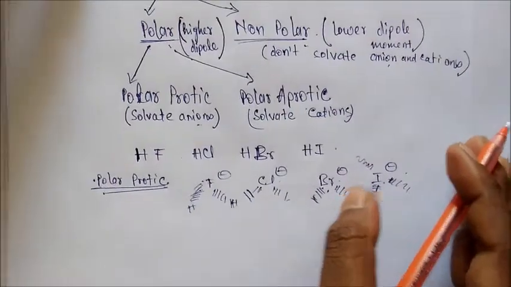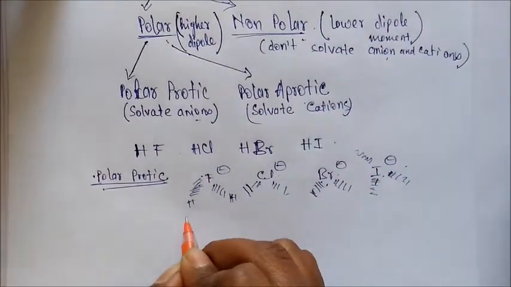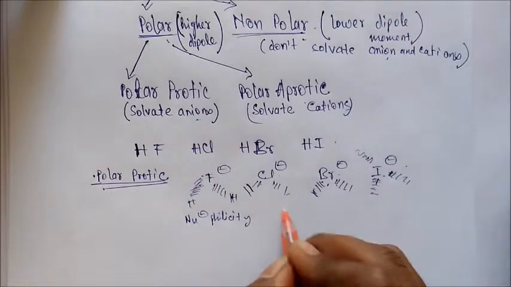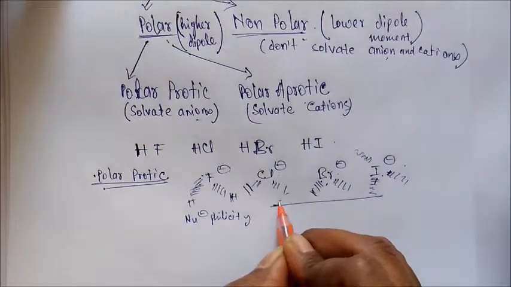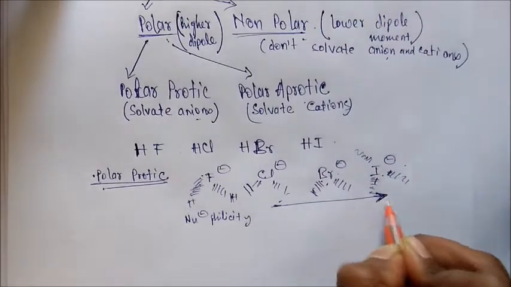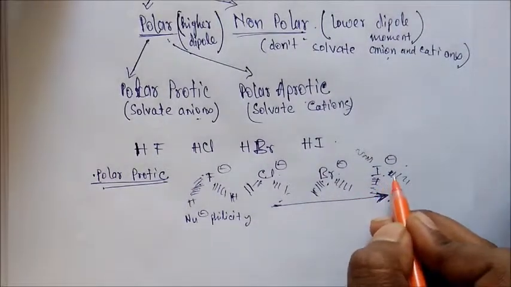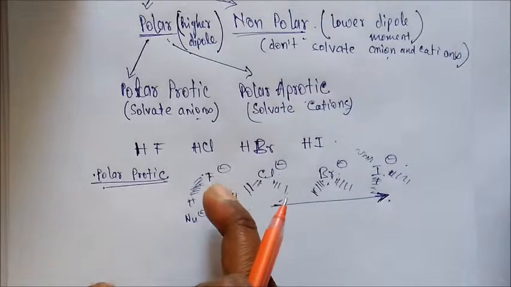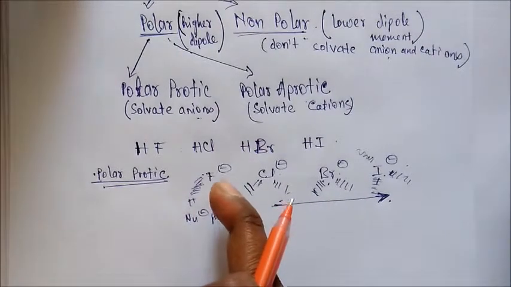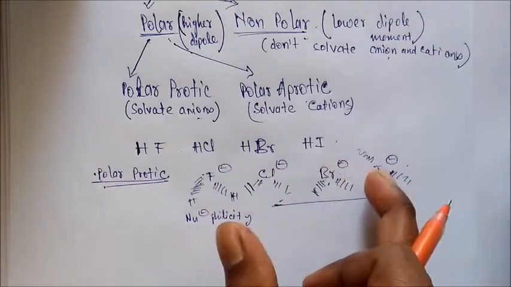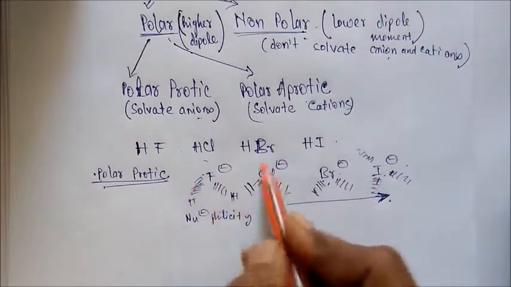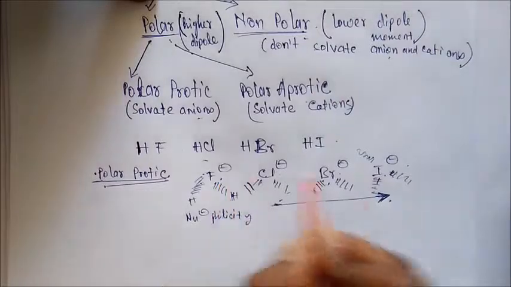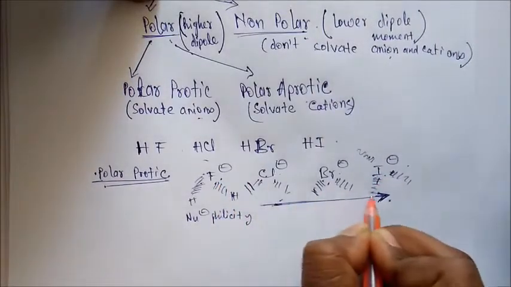If you see the basicity, meaning nucleophilicity here, nucleophilicity will be in this order. I minus would have the greater nucleophilicity, because after solvation the size of I minus will be lesser compared to F minus. F minus has larger charge density, so it will be solvated more compared to I minus. So the size of F minus will be larger after solvation, and the mobility of F minus will be lesser than I minus. So nucleophilicity will be in this order.